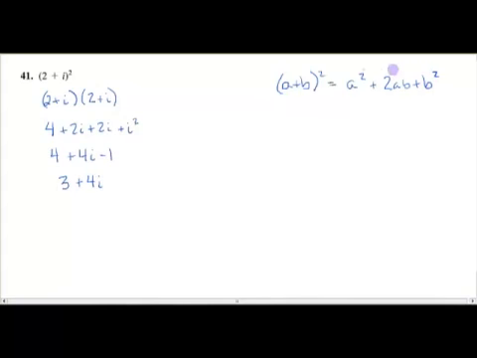If I had done the formula a squared plus 2ab plus b squared, I would simply take this binomial and put it into the formula. I square the first term, I square the last term, and I multiply 2 times the first times the second, so 2 times 2 times i, and that gives me 4 plus 4i plus a negative 1, which is going to be 3 plus 4i. It really is your preference whether you want to go ahead and FOIL or use the formula.